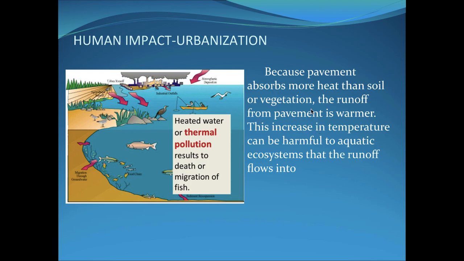All right. Pavement absorbs more heat, which we've all probably experienced. The road gets warmer than the grass. Because the pavement is warmer, this increases the temperature. So going back to that indicator, the runoff is warmer. That's going to harm the little animals that live in the water.